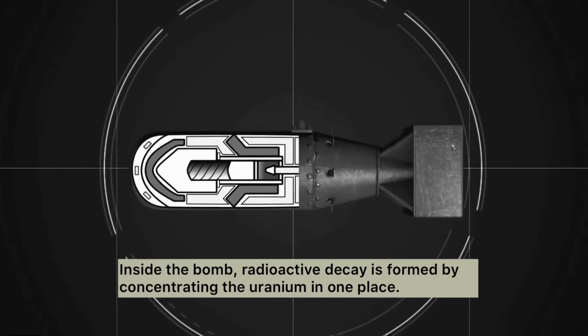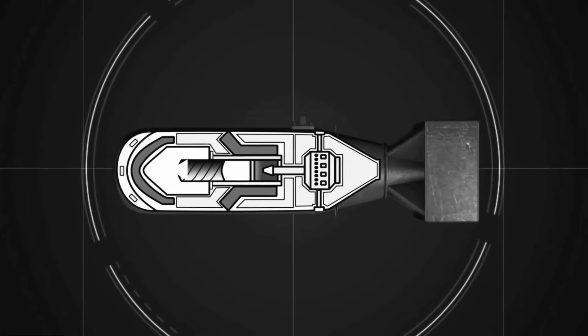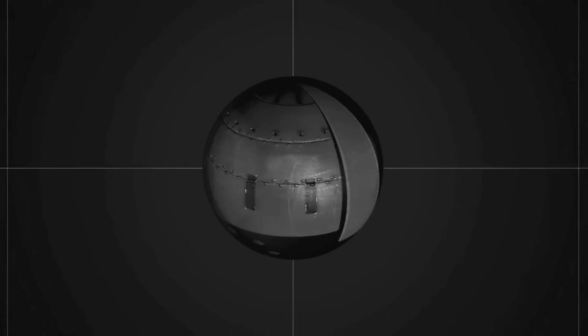Knowing this, now inside the bomb, radioactive decay is formed by concentrating the uranium in one place. In order to create enough energy, an explosion outside the bomb is induced to increase the density of the uranium by using the shockwave produced.